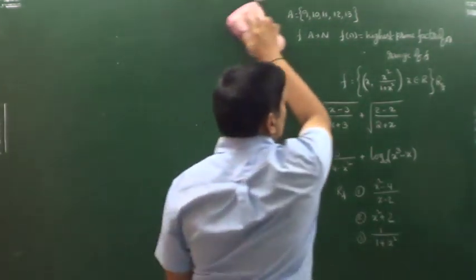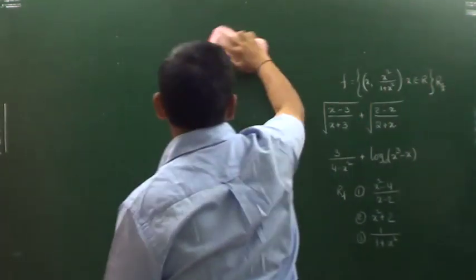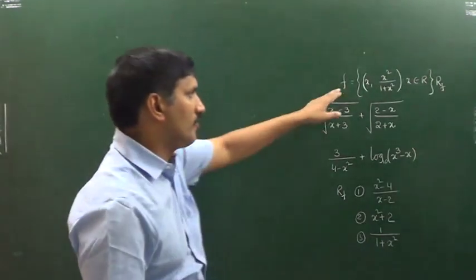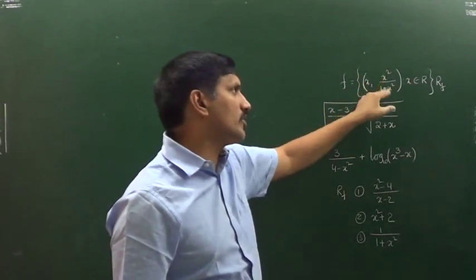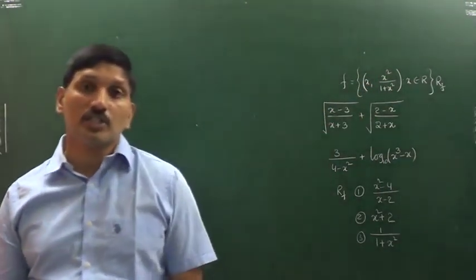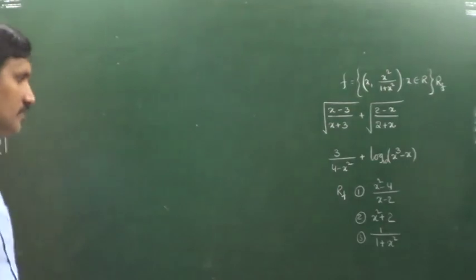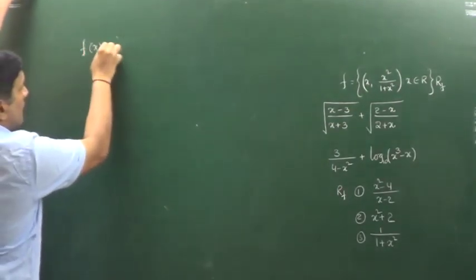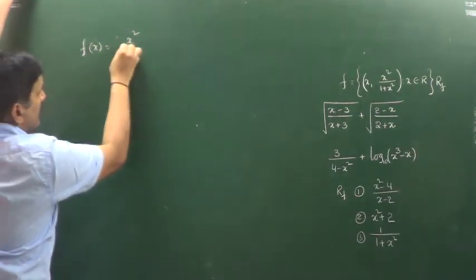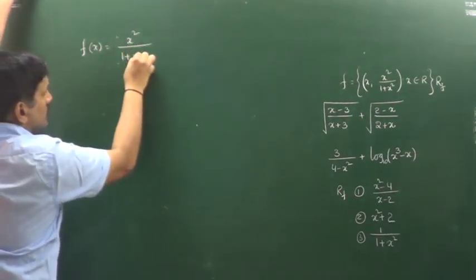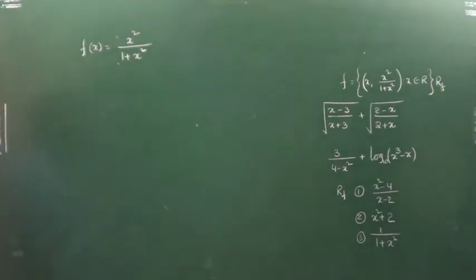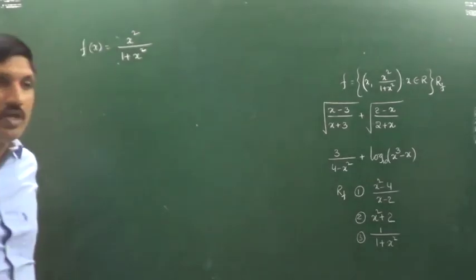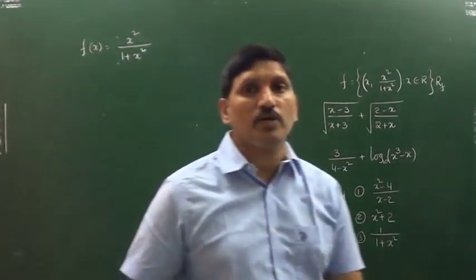Next you can observe, this is also a question in the NCERT textbook under the range. The question is given like this: f of x is equal to x square divided by 1 plus x square. He is asking to find the range of the function. We have to find out the range for that particular function.